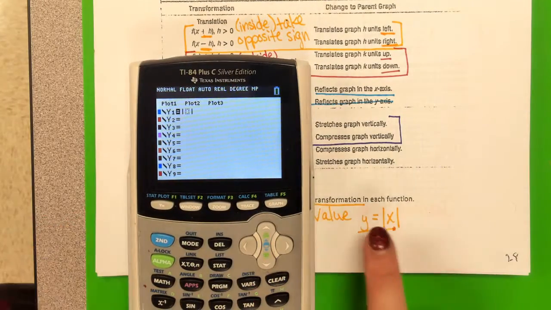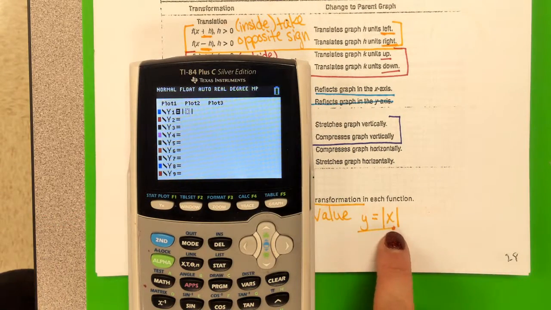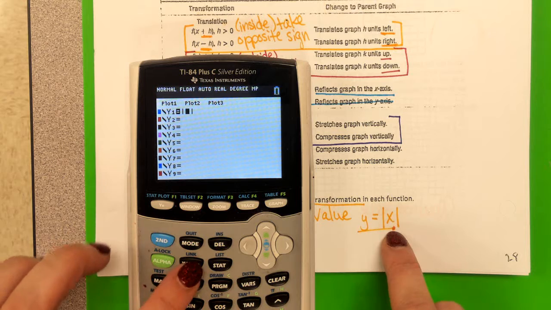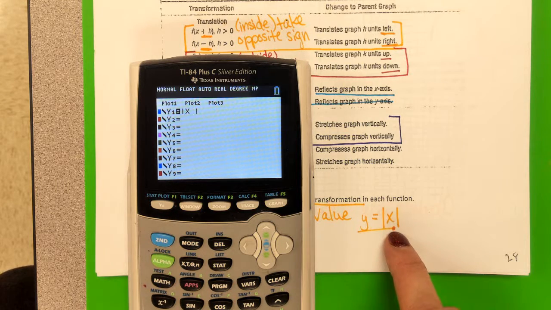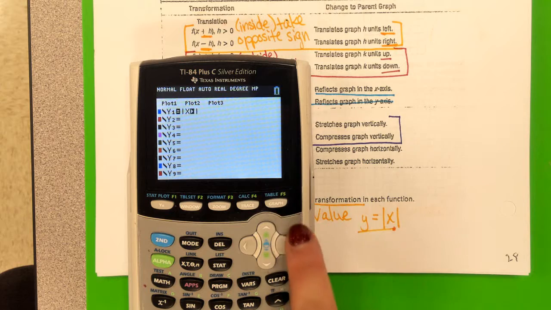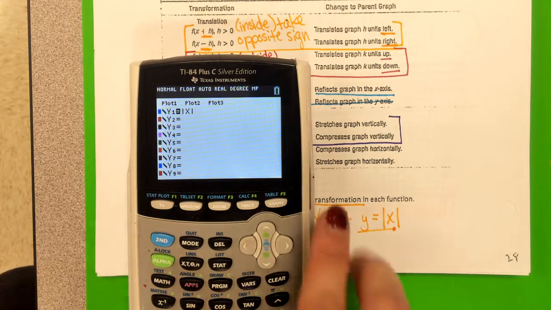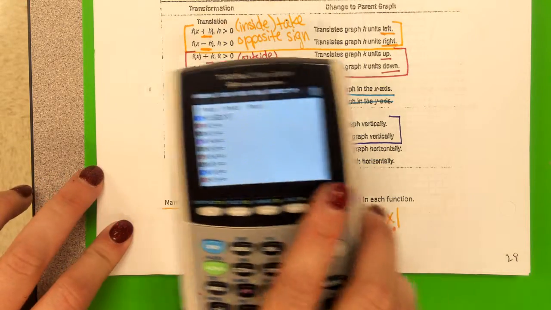What are we going to plug in first? X. The parent graph, right? So remember, X was right next to the green button. Now if you have one like Kayla's, you need to close the parentheses. If you have one like mine, you just hit the right arrow button. Are y'all okay so far? Okay, now don't hit graph, we're not done yet. If you hit graph, go back to y equals.